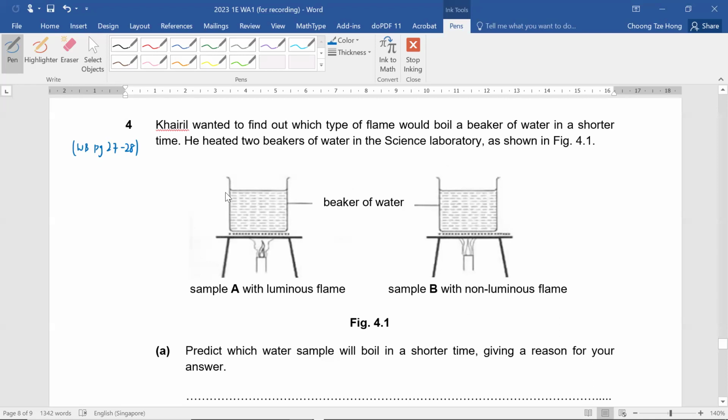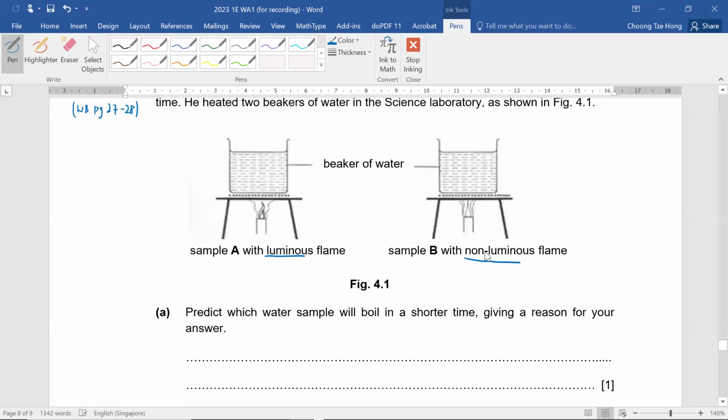Okay, so over here you are heating 2 beakers of water. So the only difference is this one is a luminous flame, this one is the non-luminous flame. Okay, so you should be well aware of which flame is more suitable for heating. Predict which water sample will boil in a shorter time, giving a reason for your answer. So the answer would be sample B, right? Because it's heated with a non-luminous flame. And we know that non-luminous flame is actually stronger and hotter of the two types of flames, right? So your answer will be sample B.